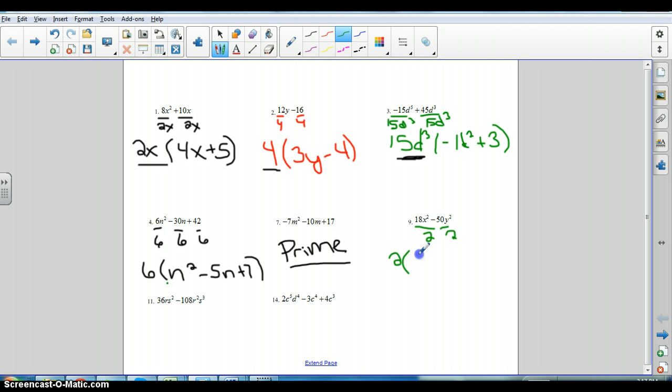18 divided by 2 is 9. And then x squared, just bring that down. Negative 50 divided by 2 is negative 25. And then just bring down that y squared. And that's it.